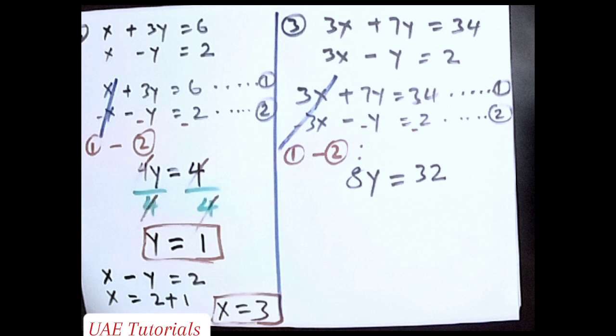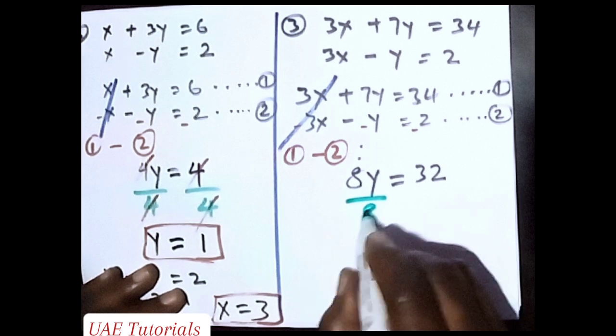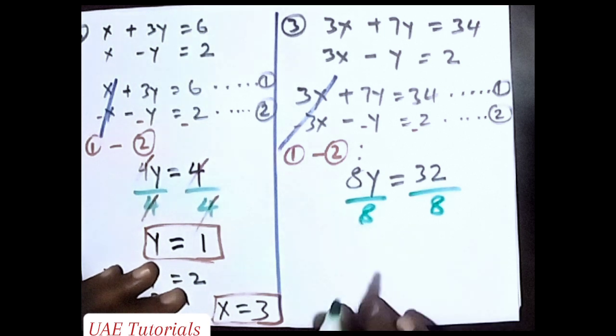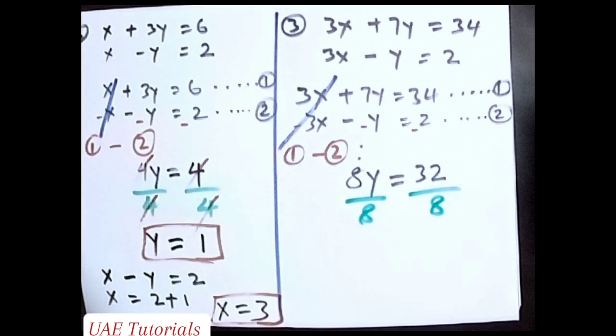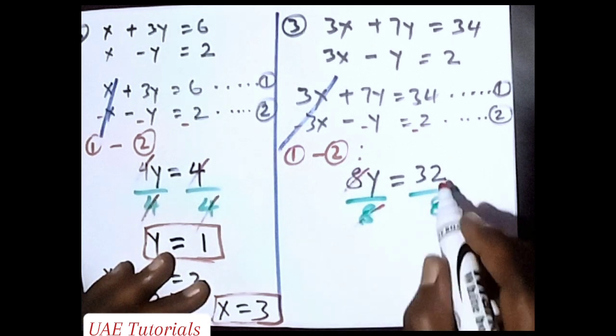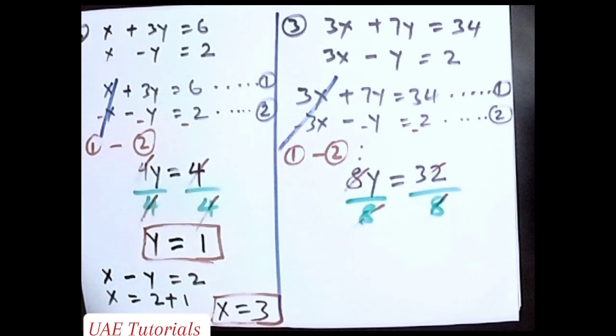Now I will divide through by the coefficient of y, which is 8. So I will divide this side by 8. I will divide this side also by 8. And if I do that, what will happen? This 8 will cancel out this 8. And then when 8 divides 32, what we have there is 4. 32 divided by 8 is 4.